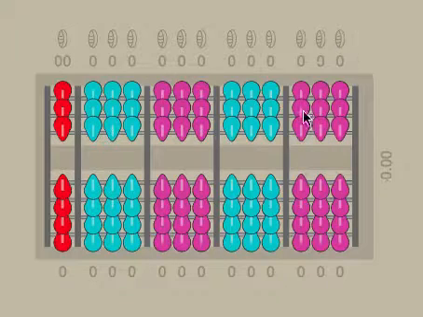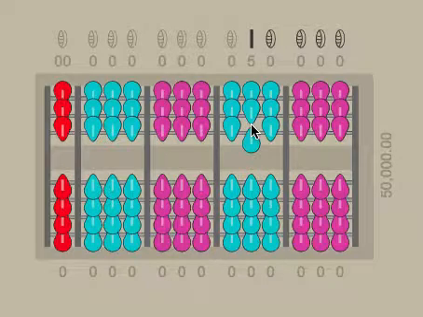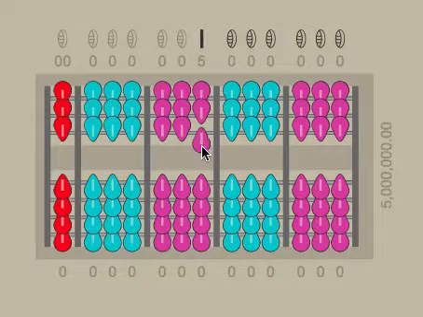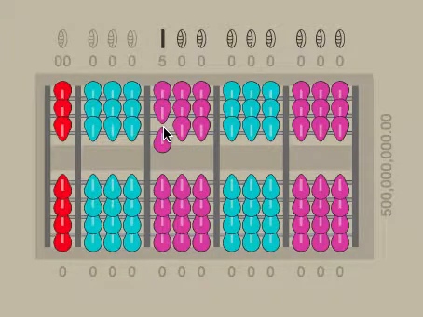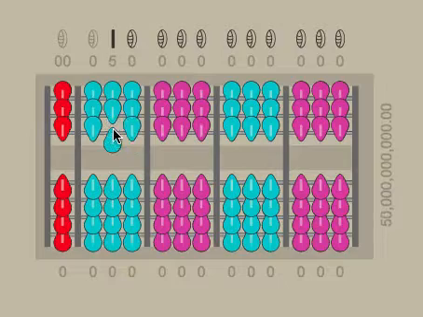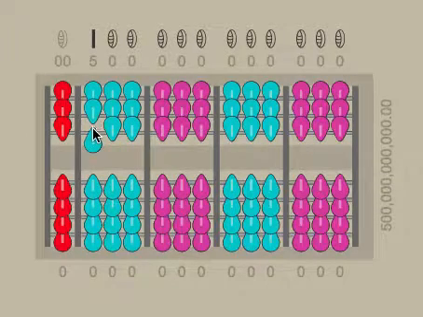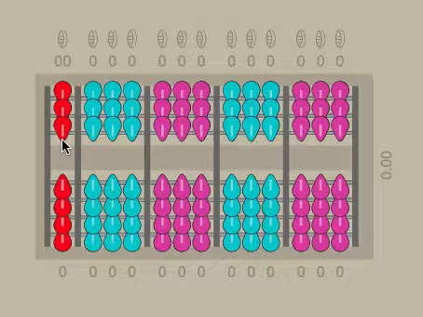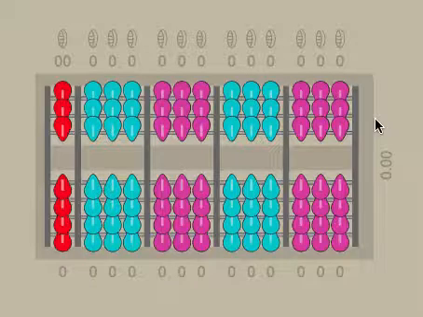is 50. This column is for my 500s, 5,000s, 50,000s, 500,000s, 5 millions, 50 millions, 500 millions, 5 billions, 50 billions, 500 billions, and 5 trillions. So the most important thing that you need to remember on this top portion is that it's our normal place value times 5. So now that we know how place value is represented on the instrument, let's go ahead and show you how to count.